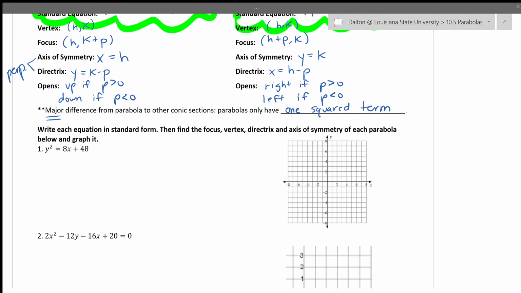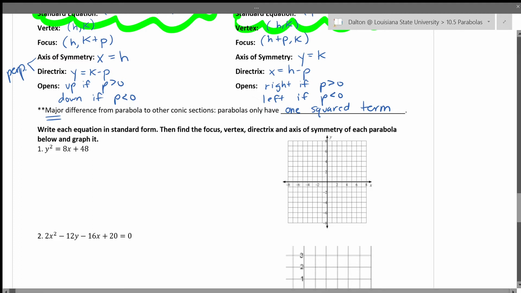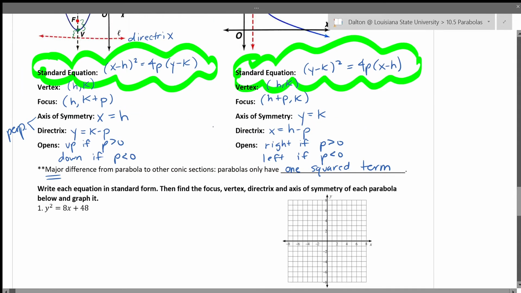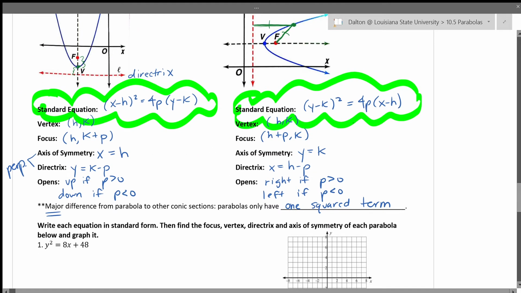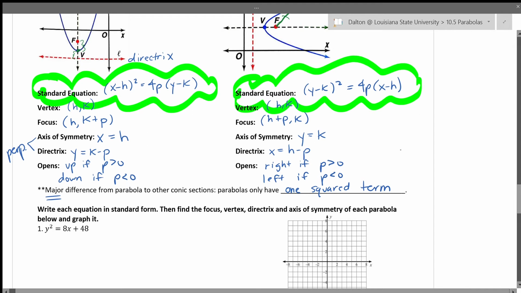If y is the one that is being squared, it'll open to the right or to the left depending on p. It probably looks like it'll be to the right because there's nothing negative, so p is probably positive. Now, this is not in standard form. It's close. If you compare this to this green bubble right here to the right, it's not exactly in standard form because on the right-hand side, you have to have this 4p term isolated, and then you have to have x minus h in parentheses like this.